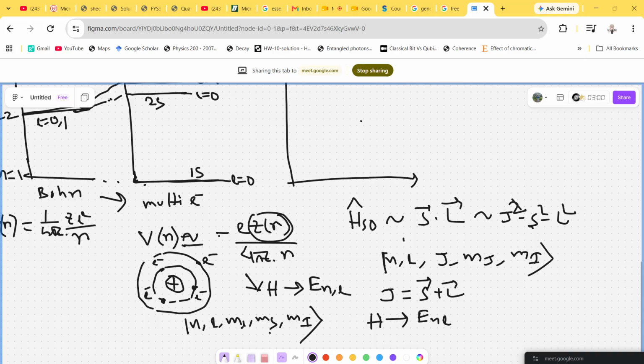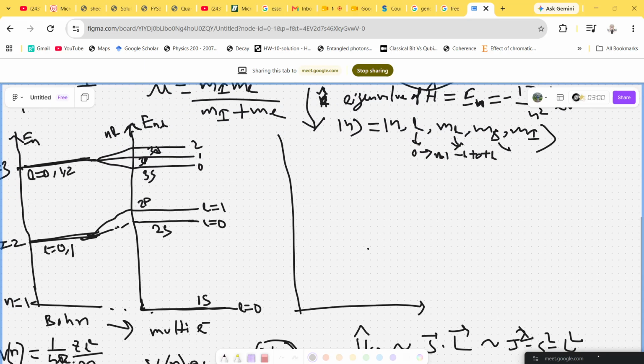In the multi-electron case the energy was E n l, that is, energy depends on L. Now it depends on J also: E n l j in spin orbit coupling, right? So J can go from mod of L minus S to L plus S. Roughly, you come here again. So you have L equals to 0, this level.